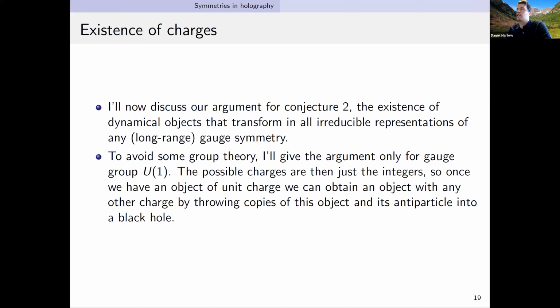So then the set of all possible charges is just the set of integers. And so the conjecture is saying that we need to have objects of all possible charges allowed by charge quantization. In fact, it's enough to have an object of unit charge, because once you have one of those, then by using that one together with its antiparticle, which has minus unit charge, you can combine them to make, for example, at least black holes of whatever charge you want.